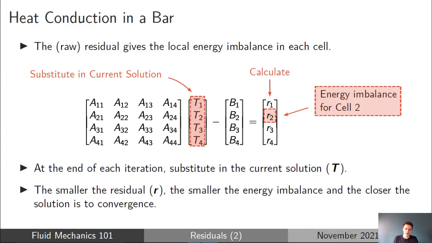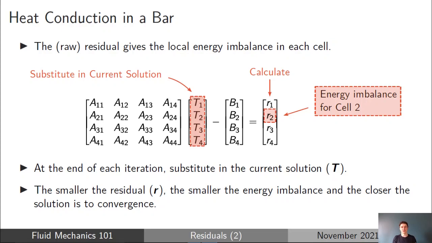And what we can then do after we've solved a particular iteration in our iteration process is we can take the current solution for that temperature vector T1, T2, T3 and T4 and substitute it back into the equation AT minus B, and that will calculate the residual vector for us, which is here on the slide for the 4-cell mesh R1, R2, R3 and R4, where each of those R values gives the local energy imbalance in each cell in the mesh. And of course, as the solution proceeds and the iterative solution gets closer to the final solution, those energy imbalances will reduce towards 0.